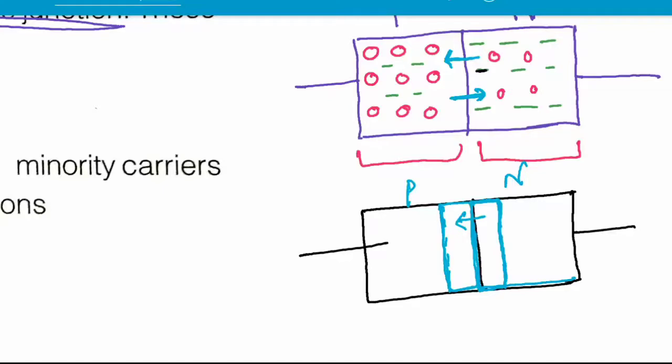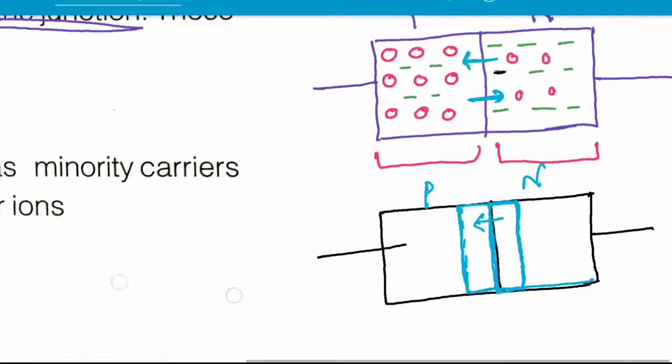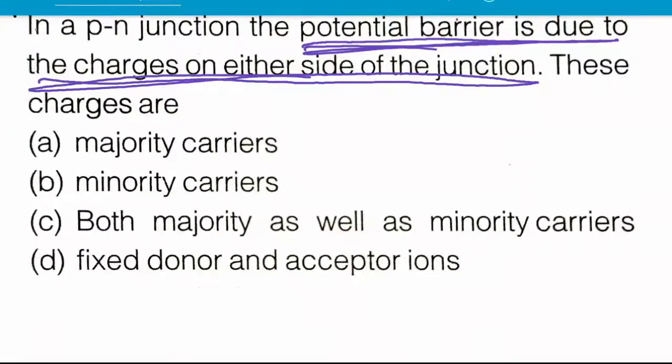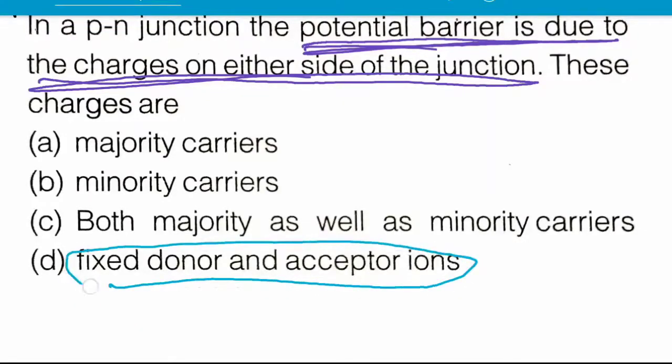This causes the potential barrier in the p-n junction during its formation. So the cause of this potential barrier is the fixed donor and acceptor ions. Option D is the correct answer.